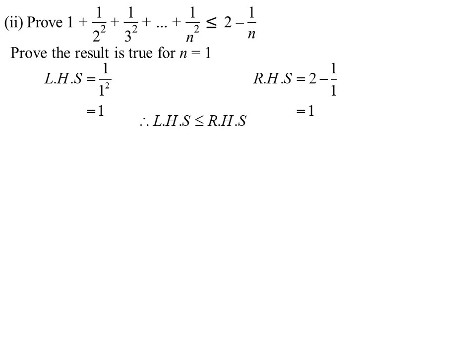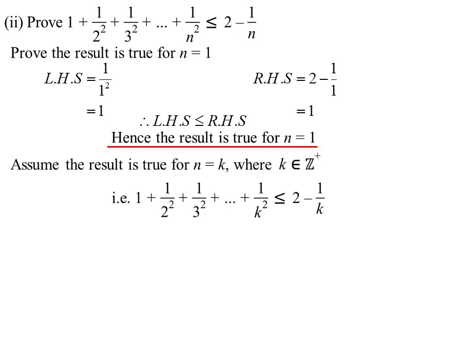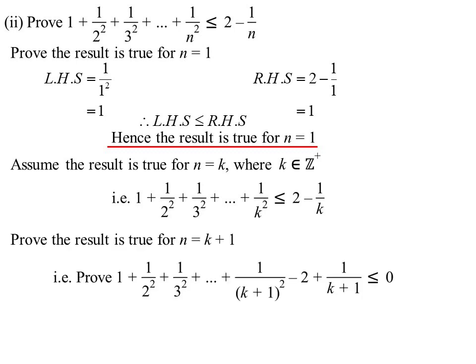So yes, it is true to say that's less than or equal to. Remember, it's less than or equal to. Well, I just showed it was equal to, so it is true to say it's less than or equal to. Okay, assume true for n equals k. There's my assumption. Prove for the next case.